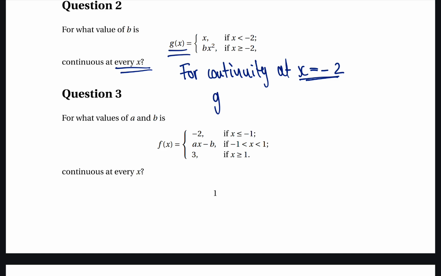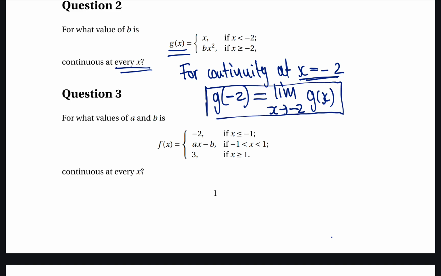Your function is g of x. So it's going to be g of -2 is equal to the limit as x approaches -2 of g of x. If these are equal, then your function is going to be continuous at x equal to -2. So for continuity at x equal to -2, g of -2 must be equal to the limit as x approaches -2 of g of x. Okay?